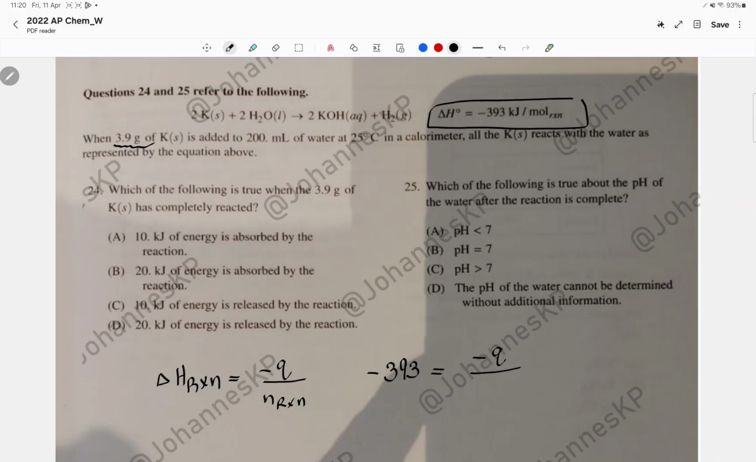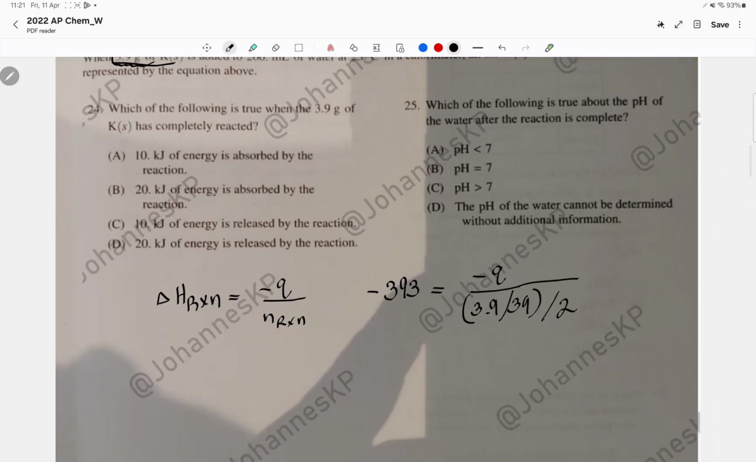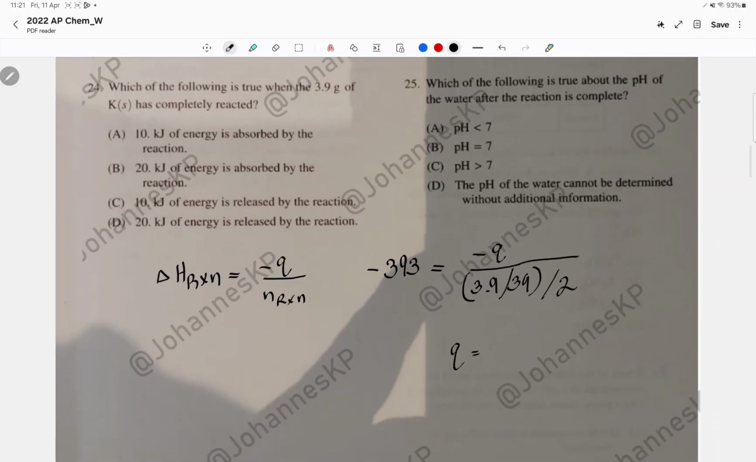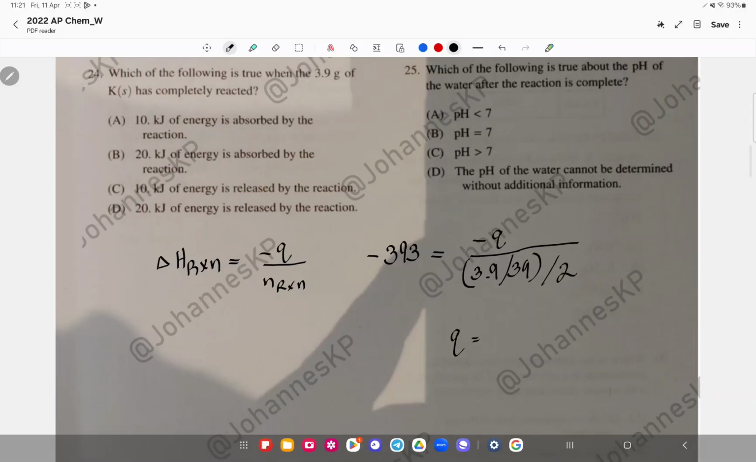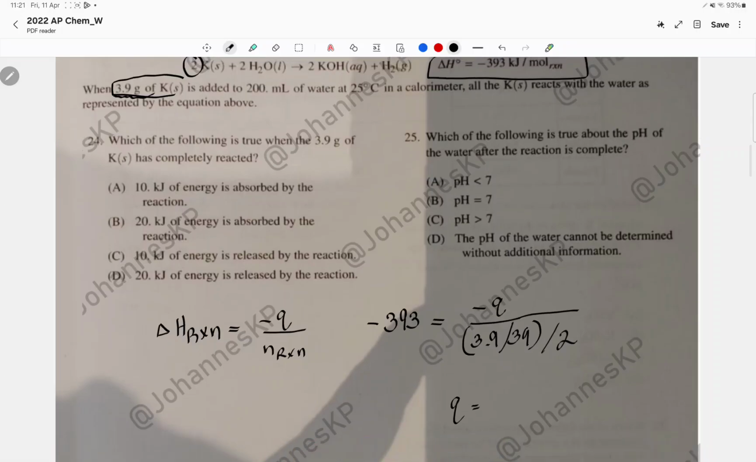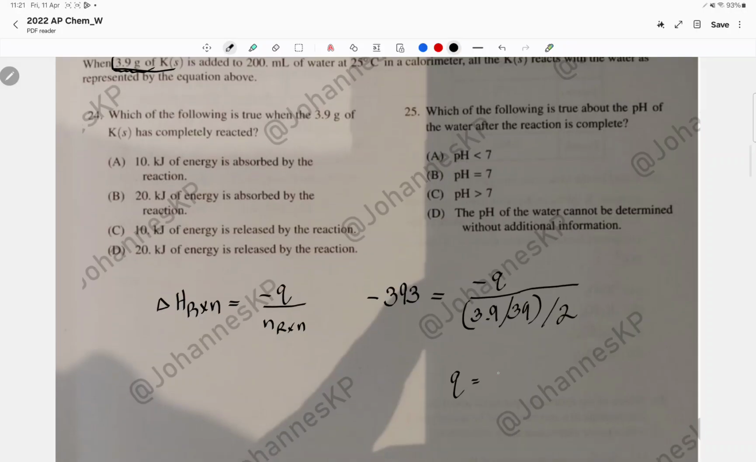Now what exactly is N reaction? It's the mole of your limiting reactant divided by that coefficient of 2. So you must take 0.05 divided by 2. So Q is equal to, you're going to cross multiply them and you get the answer. How do you get the N reaction? You find the mole of your limiting reactant and divide by the coefficient, which is a 2. How much do we get? 19.65. Yeah. So the answer is going to be D.